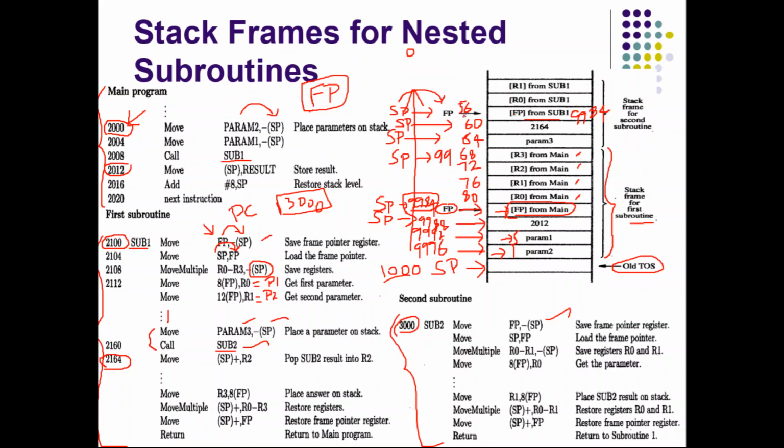SP is pointing to 56. FP is also pointing to this location. That is 9956. Okay, fine. Then again what we do, move multiple R0, R1 minus SP.